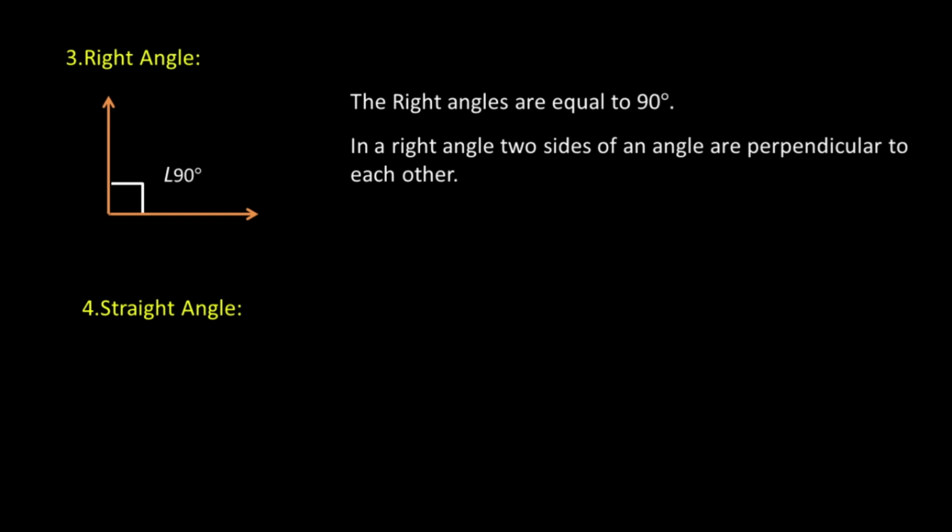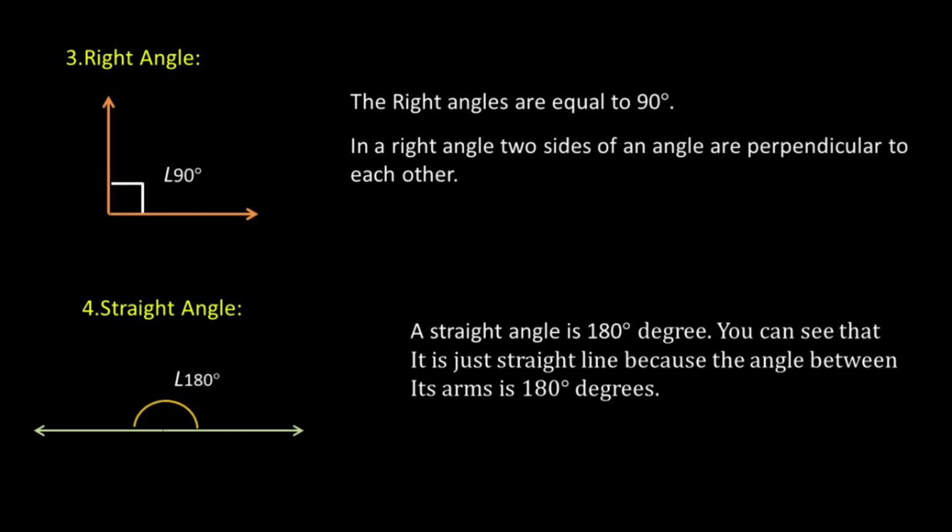The fourth one is the straight angle. What is a straight angle? This is a straight line having an angle of 180 degrees. A straight angle is 180 degrees. You can see that it is just a straight line because the angle between its arms is 180 degrees.